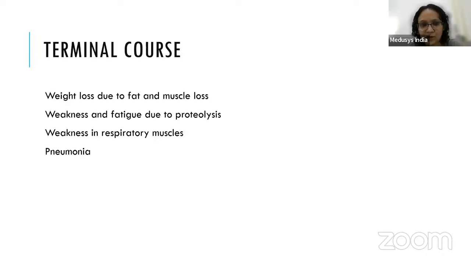So there is weight loss due to fat and muscle loss, and weakness and fatigue due to proteolysis. Weakness includes the major respiratory muscles, and then gram-negative bacteria adhere to the mucosa and the patient cannot cough them out. So pneumonia is the main culprit, which leads to death, as said.